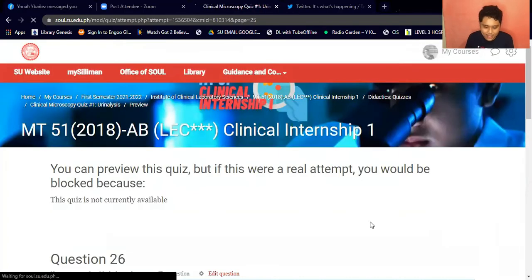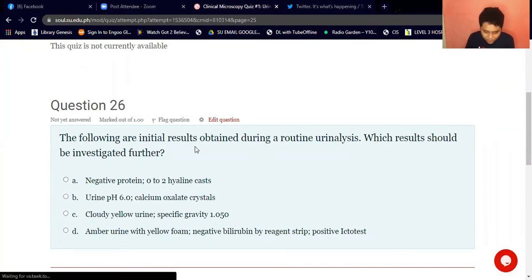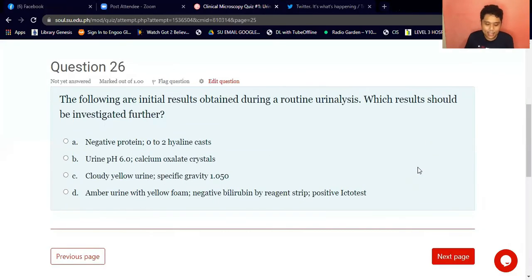Okay. 26. The following are initial results. Which results should be investigated further? Letter A, negative protein, 0 to 2 hyaline cast. Is this normal or not? Normal. Okay. All right. That is correct, normal, because remember that hyaline casts can be excreted at a normal rate, 0 to 2 per LPF. And pwede lang negative ang protein, because wala problema sa glomerulus.